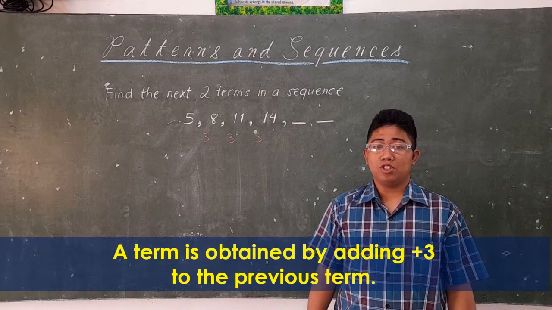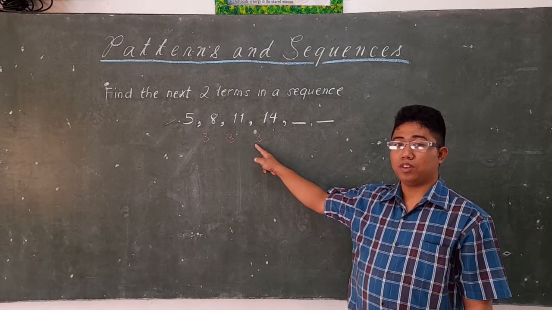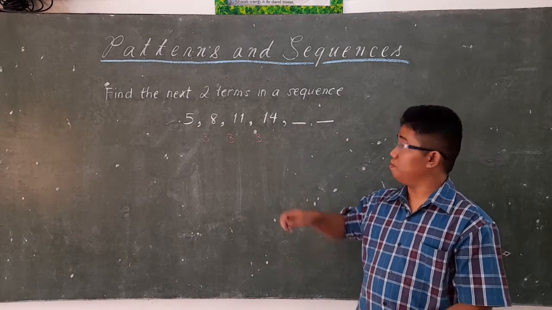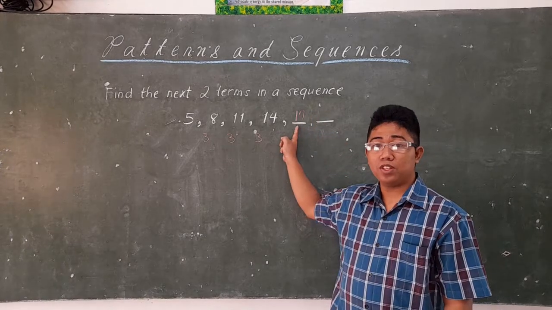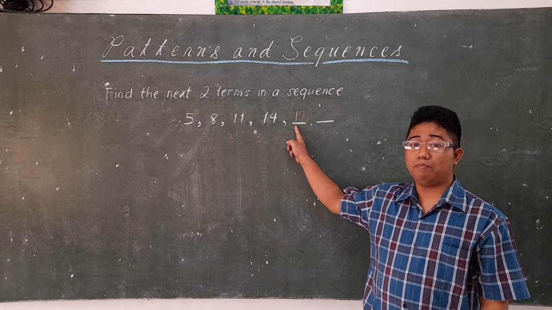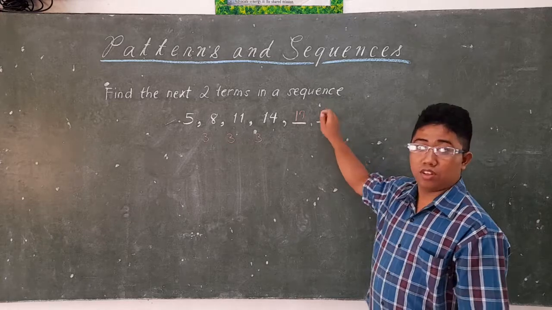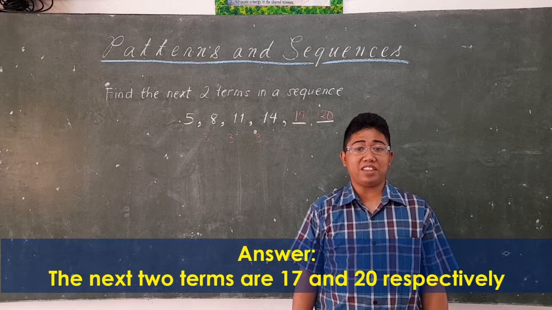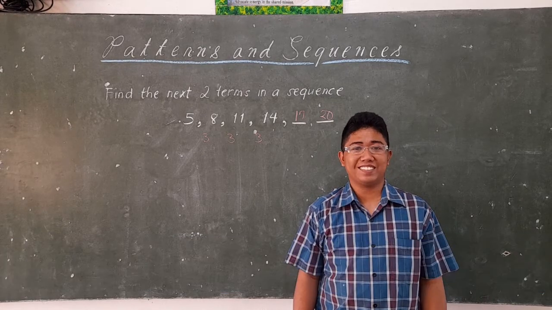So a term is obtained by adding 3 to the previous term. So what we're going to do is add 3 to the previous term, which is 14. So 14 plus 3 is equal to 17. Next, to find another term, we repeat the same process. So 17 plus 3 is equal to 20. Therefore, the next 2 terms of the given sequence are 17 and 20 respectively. Did you get it, students?